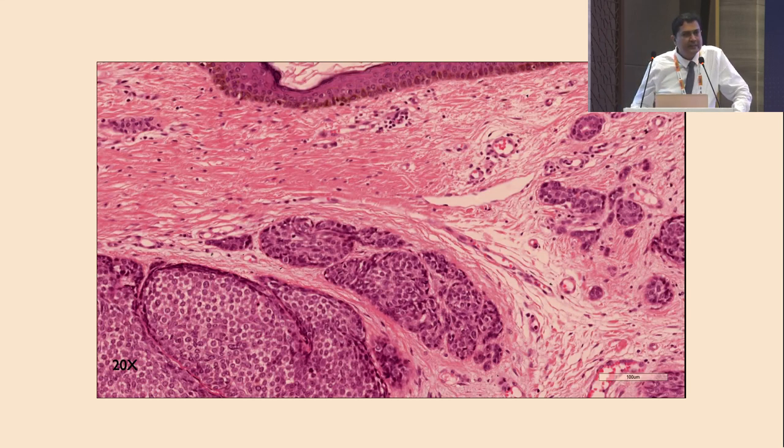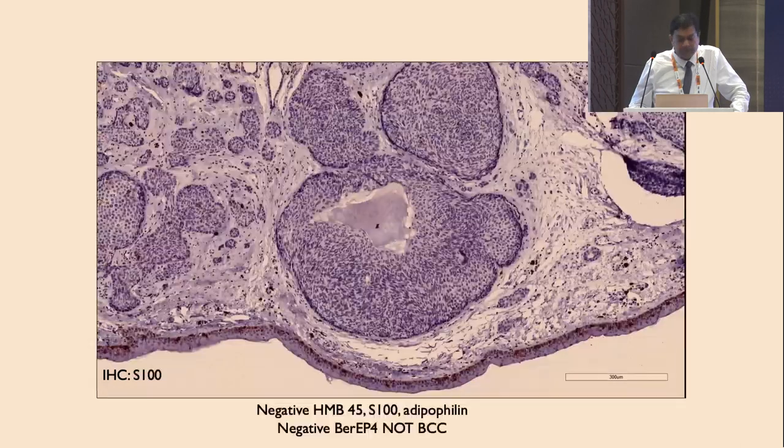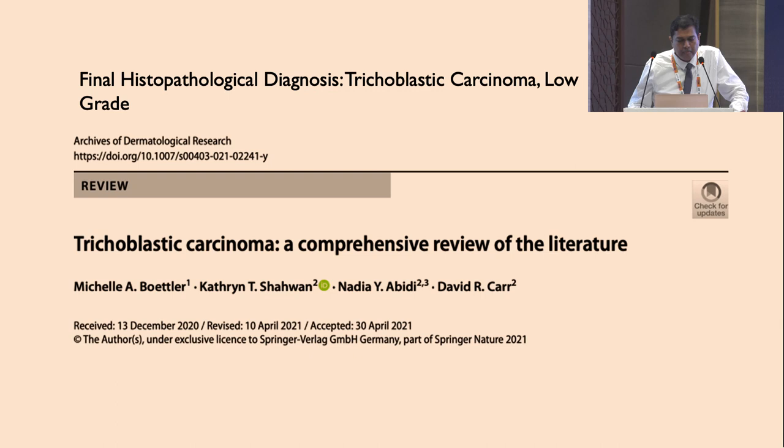And usually in a scenario like this, the pathologist asks for immunohistochemistry, cytokeratin, and this was positive. Negative for several markers, HMB-45, S-100, adipophilin were all negative. They also did a few other IHC markers, but essentially based on that, they were clear that this is definitely not BCC, not basal cell. It came out to be a trichoblastic carcinoma, which was low grade.